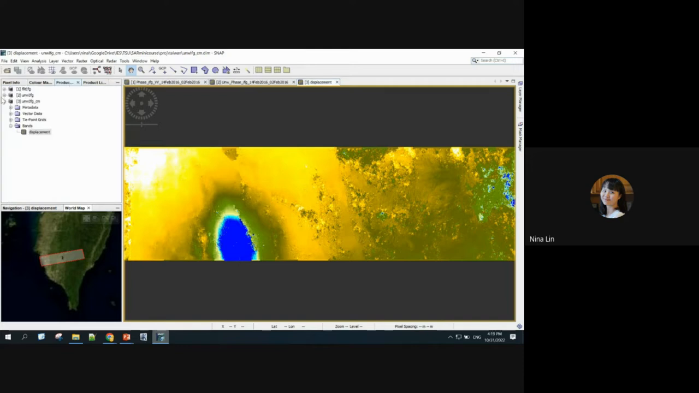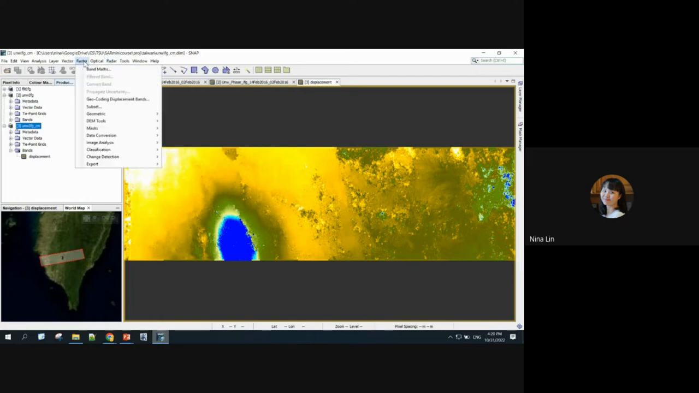So let's do that manually. I actually like to do things manually because this way it also allows you to learn how exactly you can turn the phase into displacement. So here I'm at 11.7, convert to displacement by band math. Go to raster and band math right here.